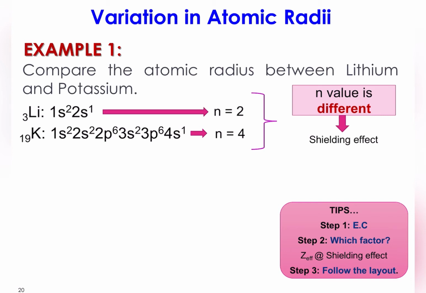For shielding effect, we have a specific acronym, which is NSAS. N is referring to the N value, the principal quantum number. When it increases, the shielding effect will increase, and the attraction becomes weaker and the size becomes bigger. So this is the acronym that we will use, and we will answer in words in the form of proper sentences.